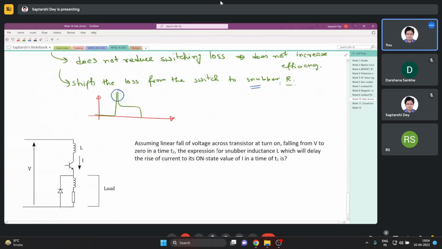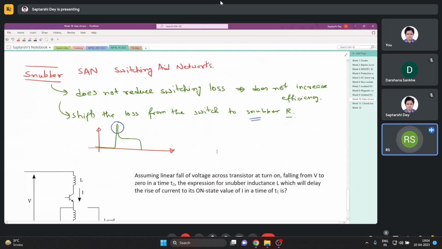Sir, the snubber makes sure that the dv/dt is within the datasheet rating of the device. Yes. So this spike will vary based on the application we are using. The spike depends on the leakage inductance, the stray inductance that you have in the circuit.